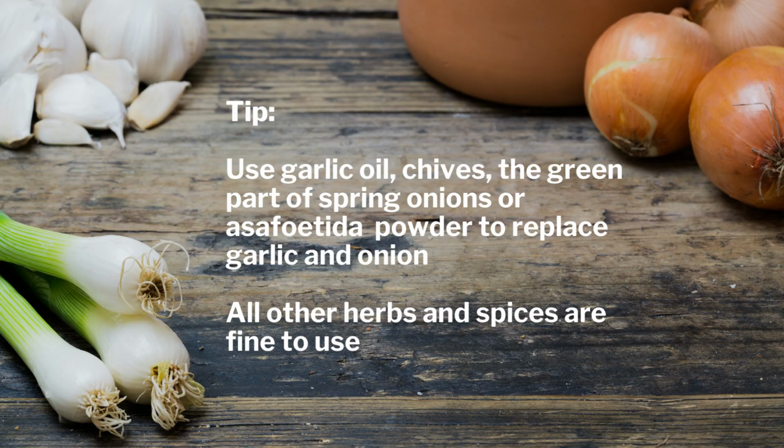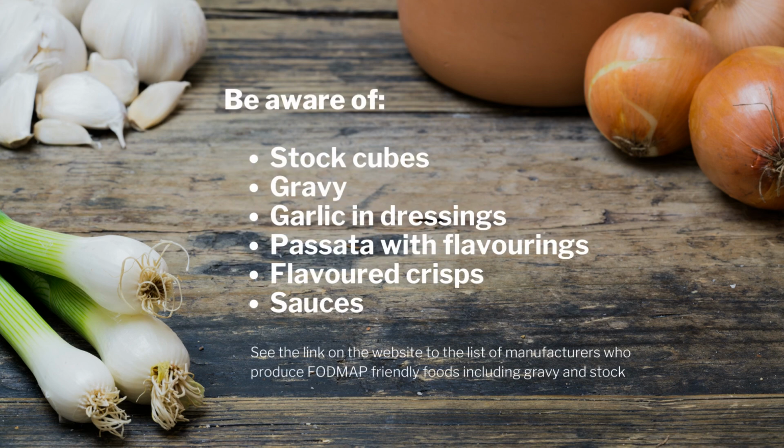Here's a tip. So garlic and onions, we use them a lot in cooking, and it can seem slightly overwhelming that you've got to take them out. So the alternatives are things like garlic oil, which you can buy in all the supermarkets now, chives, the green part of the spring onions, not the white part, asafoetida powder. All of these can be used to replace garlic and onion flavour. And all other herbs and spices are absolutely fine to use.